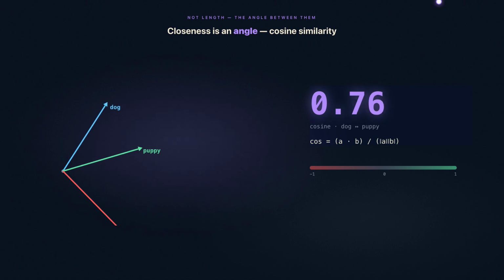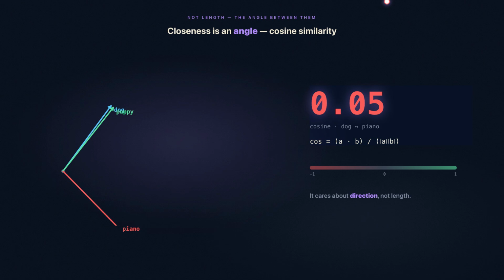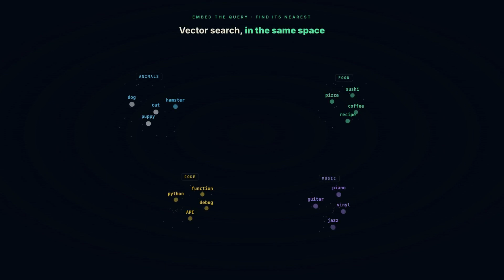Watch. Dog and puppy start apart, then swing together until they almost overlap. And the score climbs toward 1. Piano stays off on its own, near 0. It cares about direction, not length. And a neat fact, once the vectors are normalized, ranking by angle and ranking by straight line distance give the exact same order. So to find related things, you look for the smallest angle, which means you can search by meaning.